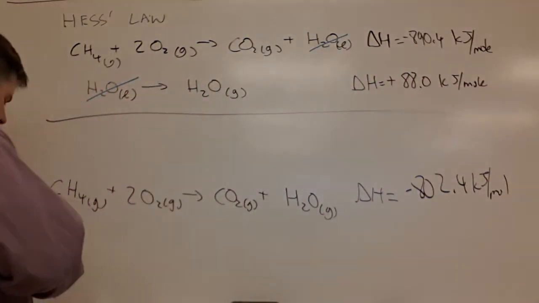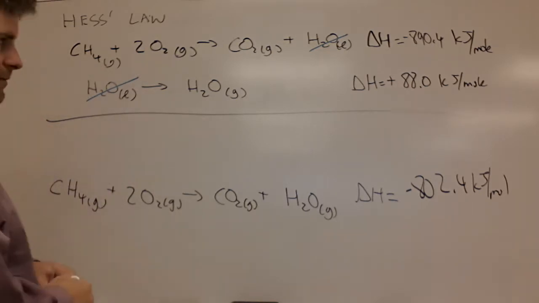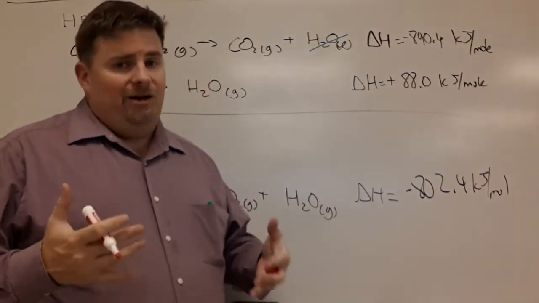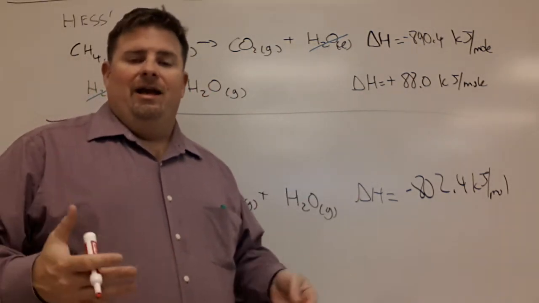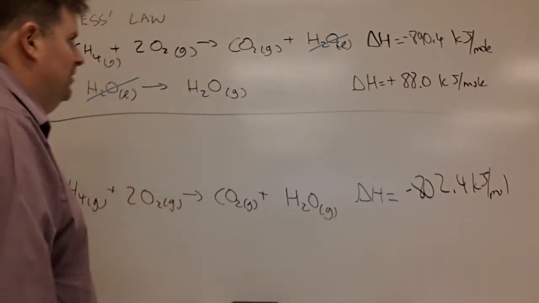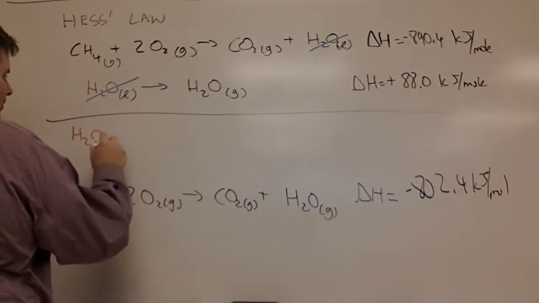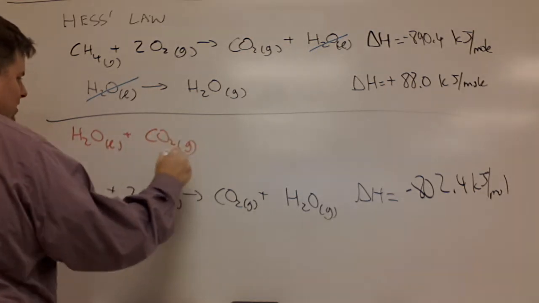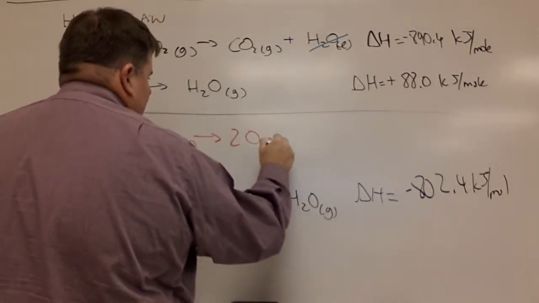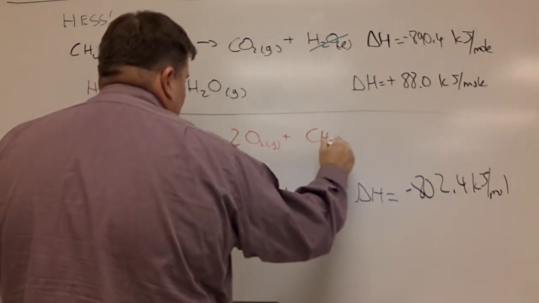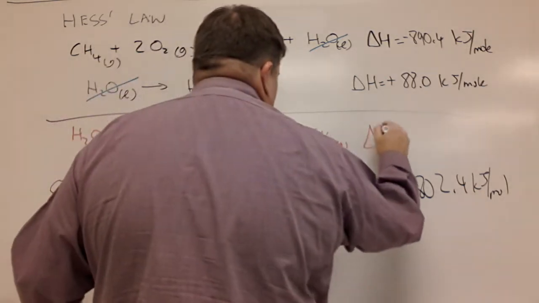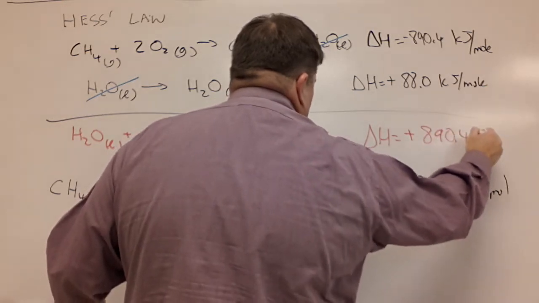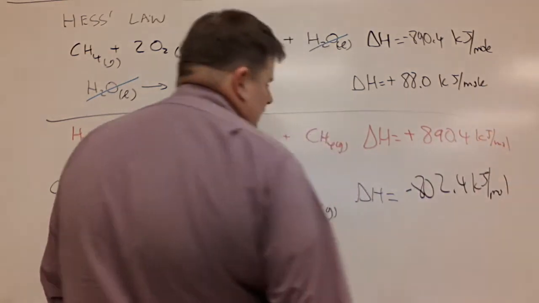Hess's law is also good for reversing terms. Okay? You notice that if I'm going to reverse a term, the thermodynamics can't really change. So the energy that goes in has to be the same, just with the sign change. So if I was to combine water as a liquid plus carbon dioxide as a gas to make two oxygen gases and methane, my delta H value here is going to be positive 890.4 kilojoules per mole. Okay?